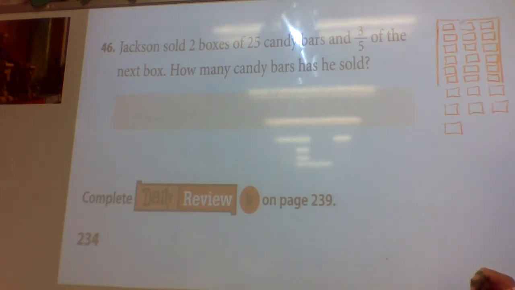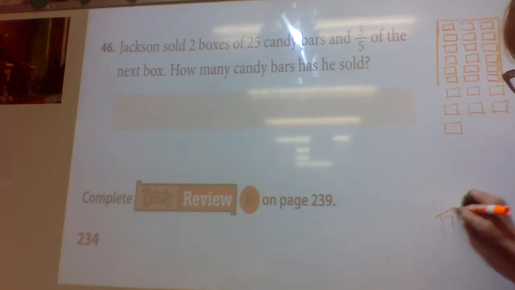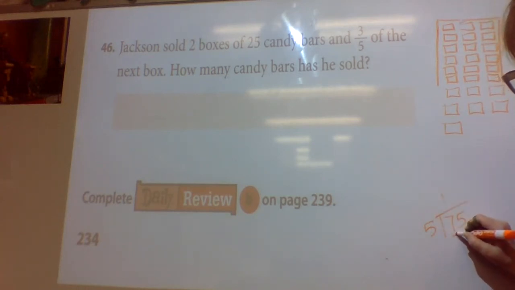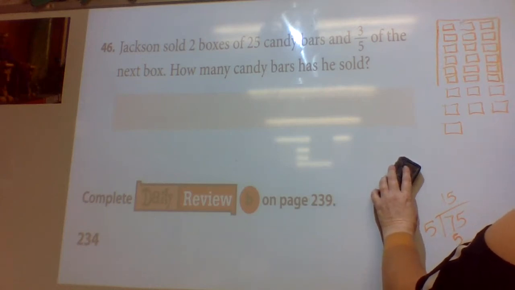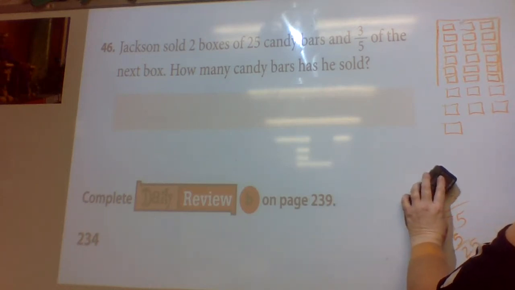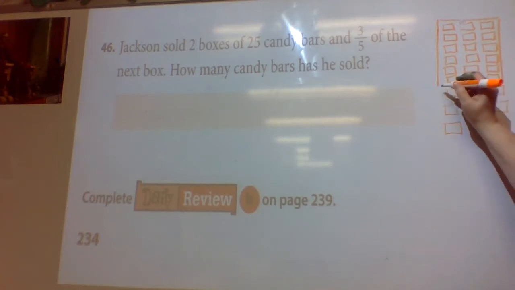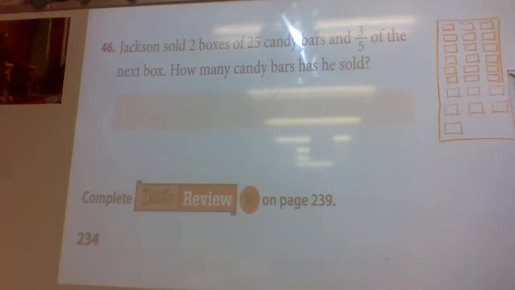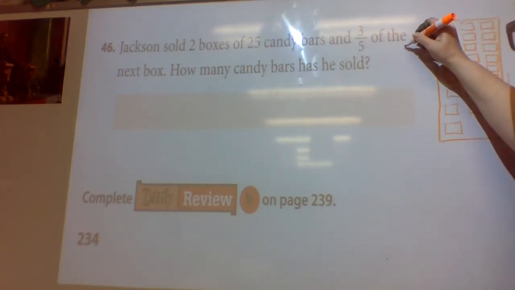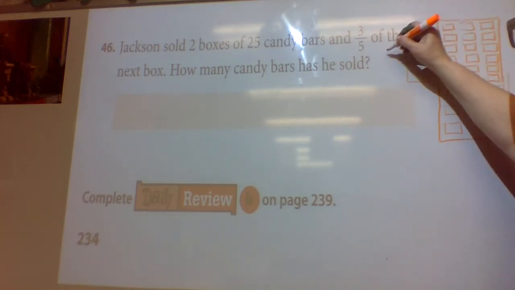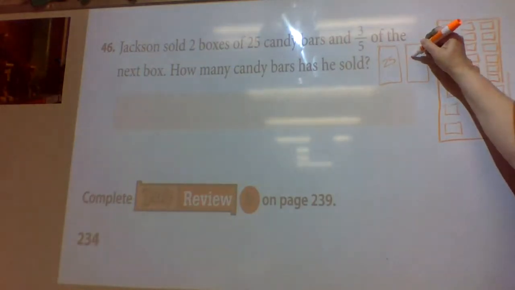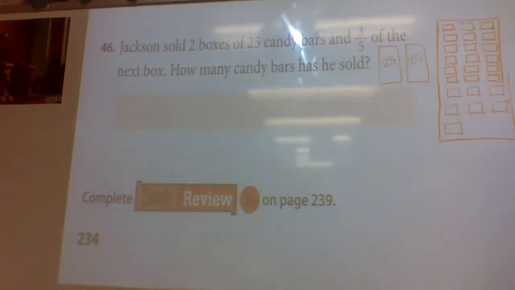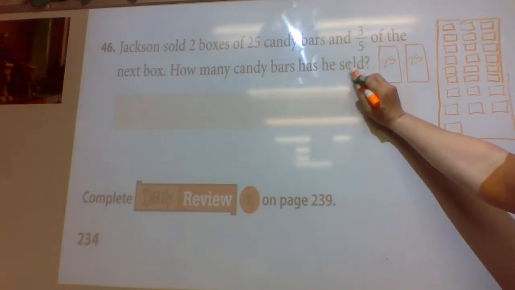3/5. Sorry, I'm doing something in my head to make sure I'm doing this right, because even teachers make mistakes. Okay, so here's one box. And then instead of drawing 2 whole other boxes, you could just put 2 boxes here. Okay, 2 boxes. Each of these had 25 candy bars. He sold 2 whole boxes and 3/5 of the next box.